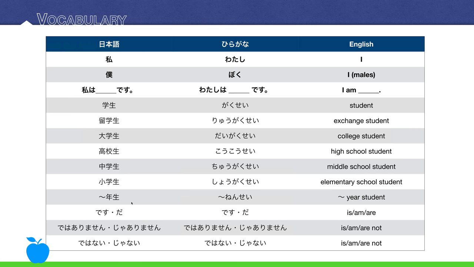And then to state what grade or what year you are, you just say a number and then 年生。1年生、2年生、3年生とか, for example. And then we have the copula, which basically translates in English to is, am, or are, depending on what the subject is. In Japanese, it's just all desu, or informally, da.